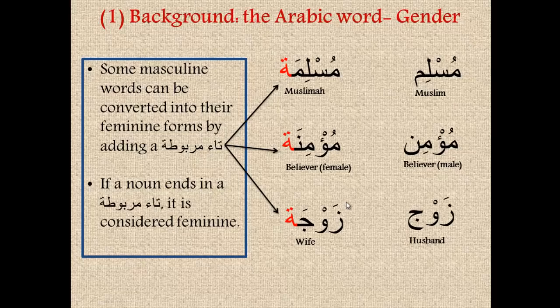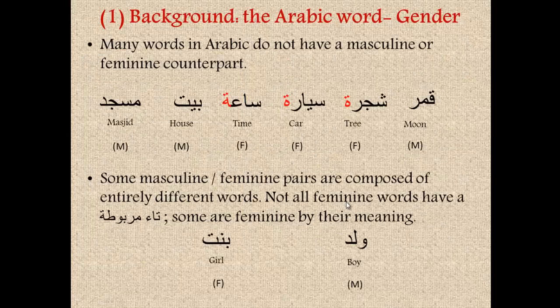Now, this isn't always the case. Many words in Arabic do not have a masculine or feminine counterpart. Take, for example, the word qamar, which means moon. This is masculine. You might think that the opposite is sun. So if we add tamar buta to get qamarah, that should mean sun, which is feminine. That's not the case. The word for sun is ashams, which is an entirely different word.